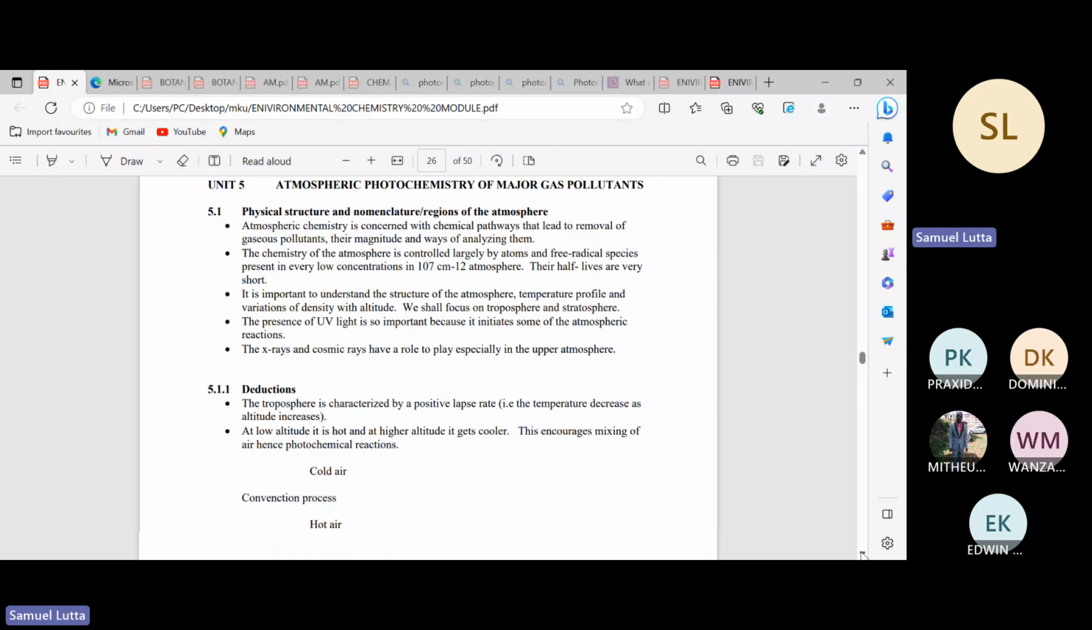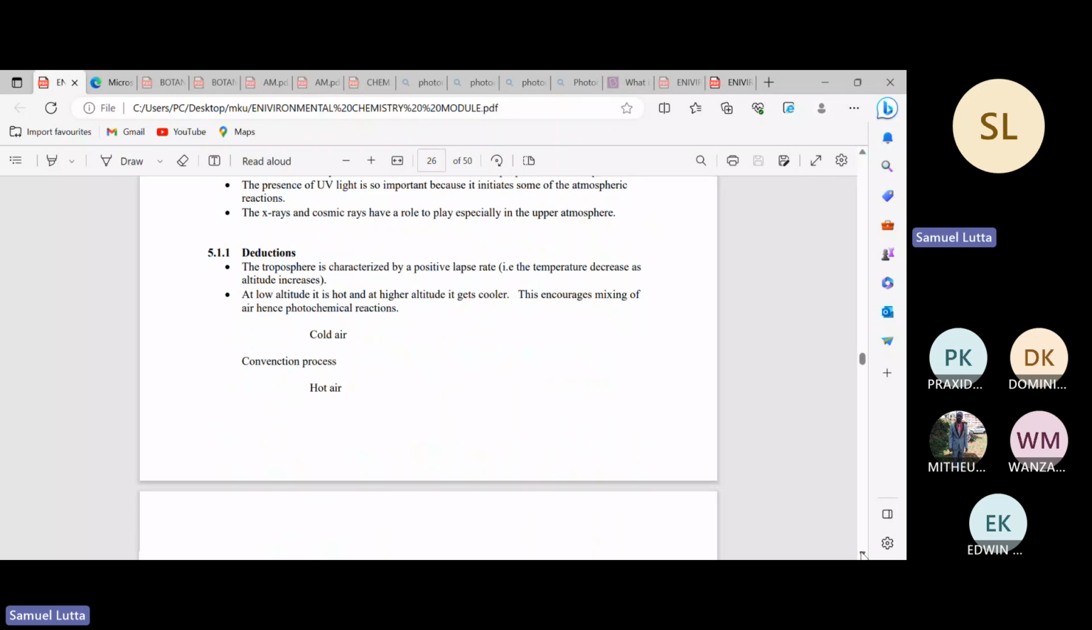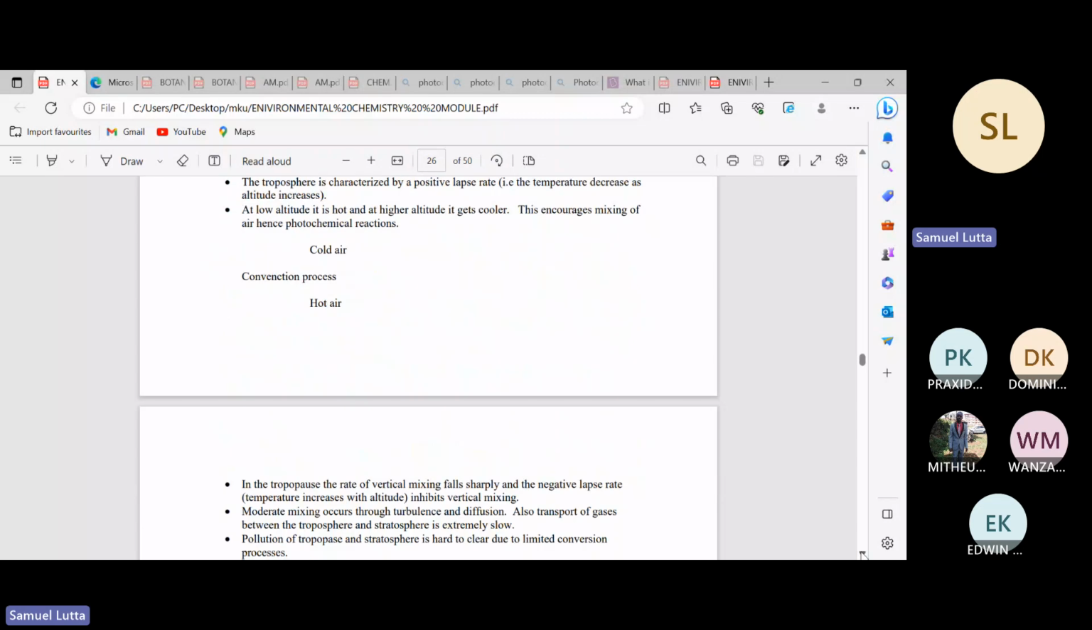So what we have is convection. The air mixes because of the different temperatures. We know when it is hotter, it becomes lighter, and it goes up. When it is cold, it's heavier, and it comes down. So this allows the mixing of the air.